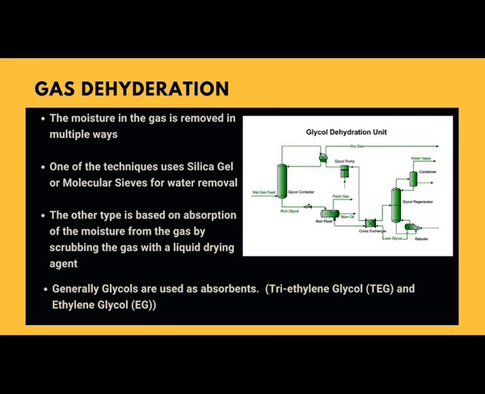There are different techniques used for dehydrating, or the removal of moisture from, the gas. One of the techniques uses silica gel or molecular sieve for water removal. The other technique is to use a different kind of chemicals known as glycols. Either triethylene glycol or ethylene glycol is widely used for absorbing the moisture from the natural gas, and then the moisture-free gas is taken to the processing center.